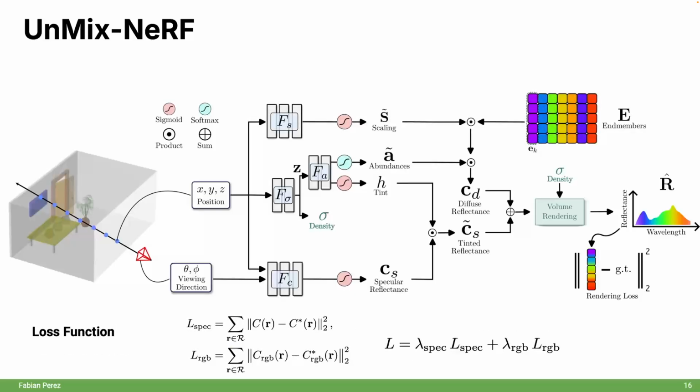We train with only two loss functions. First, we render the hyperspectral radiance along each ray, and we match it to the measured spectrum with a mean squared error loss. Second, we project that spectrum to RGB using the camera response, and we match it to the RGB image.